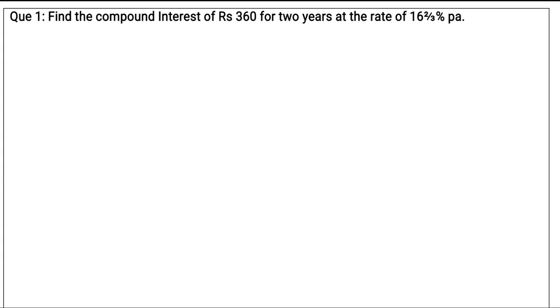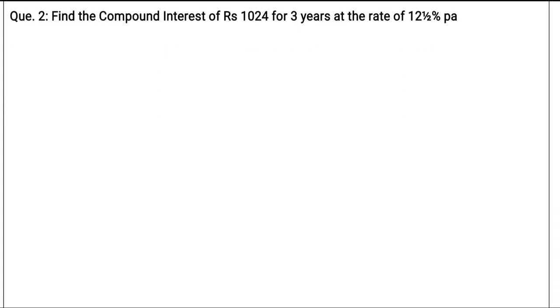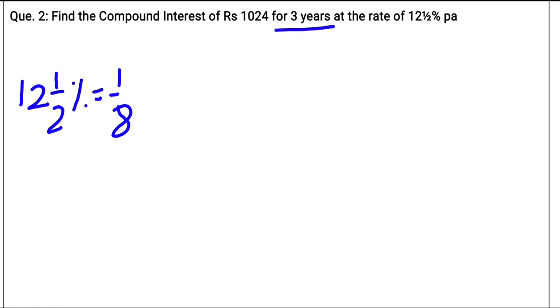Okay. Now let's do this question. Find the compound interest, this for 3 years at this rate. So rate is given 12.5%, and this is equal to 1 upon 8. Since it is 3 years, so you have to write 3, 3, 1. Remember? Okay, now we have 1024.